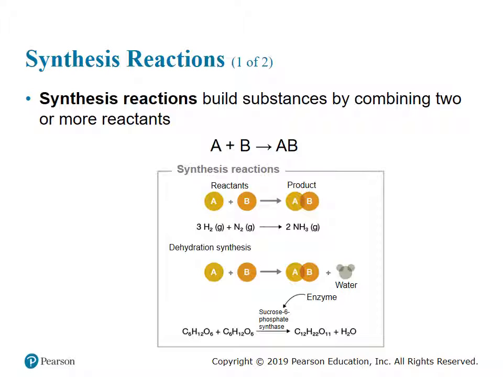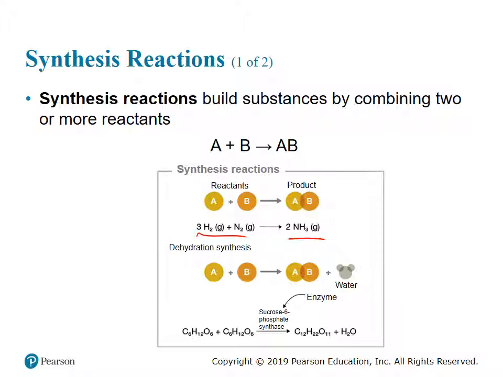We combine two or more reactants together, and we're building things. For example, we see this. You don't need to know that chemistry right there, but that's 3 moles of hydrogen and 1 mole of nitrogen, and you actually made a new chemical.